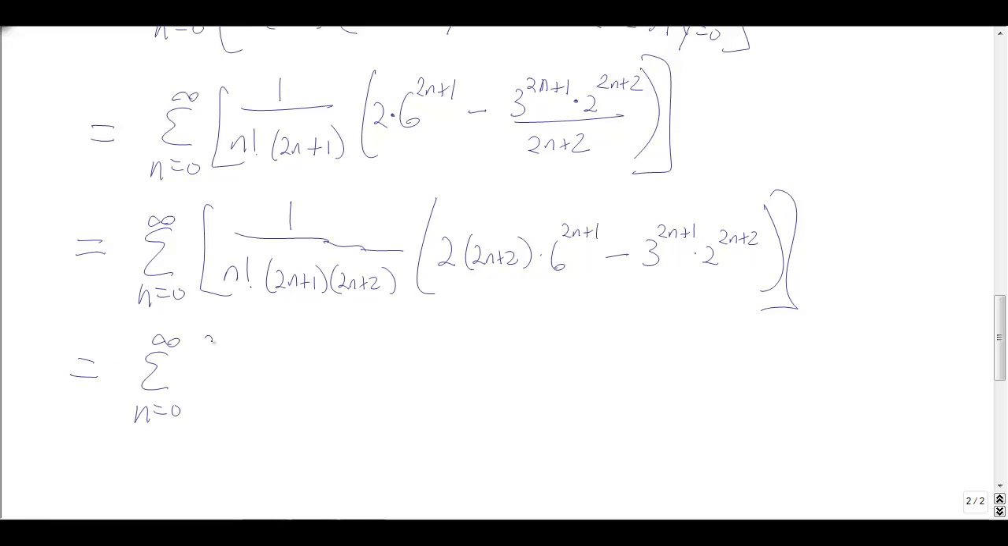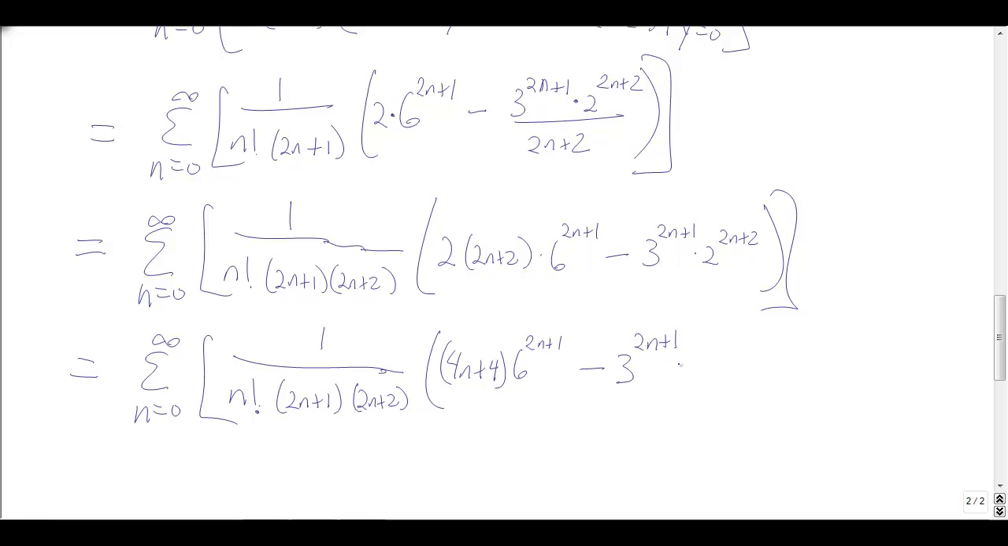So let's do the next step here. We have 1 over n factorial, 2n plus 1, 2n plus 2. And then what we get inside here, let's see, we have 4n plus 4 times 6 to the 2n plus 1 minus, well, I'm going to rewrite the second term as 3 to the 2n plus 1 times 2 to the 2n plus 1, and then I have another 2 left over. So I had 2n plus 2 2's, pull off 2n plus 1 of them, there's another 2 left over.